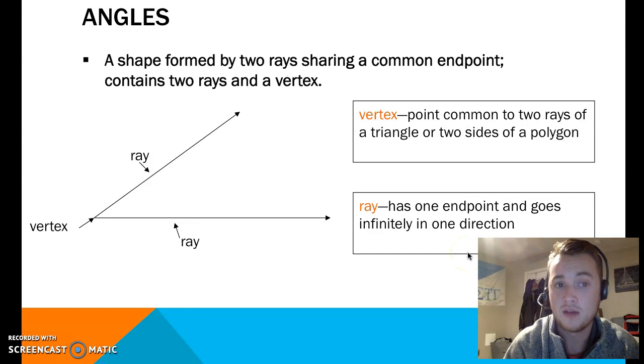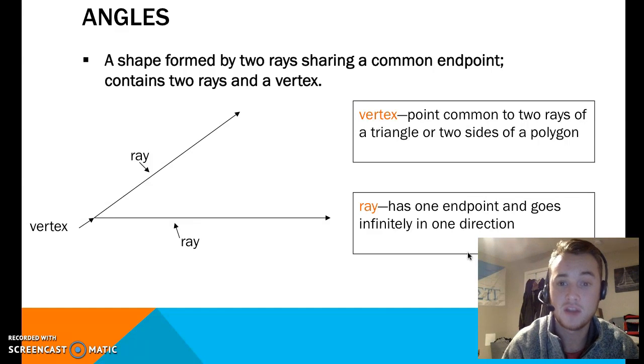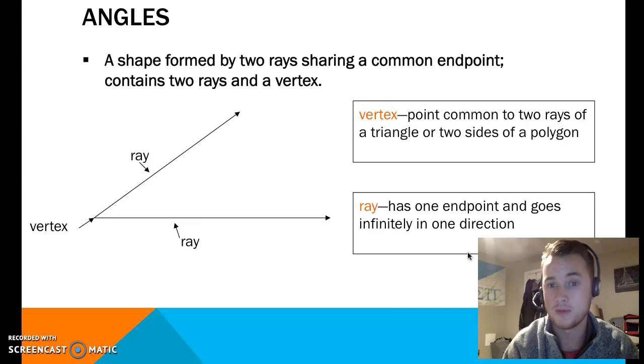So we know that an angle has two rays. A ray, again, say it with me as I say it, has one endpoint and goes infinitely in one direction. So it never stops, it just goes. Remember, a ray is infinite, it just keeps going. And we always have two rays, and we have one vertex.